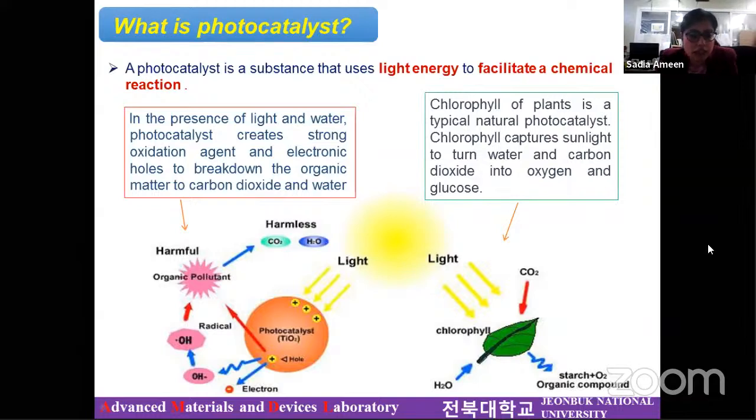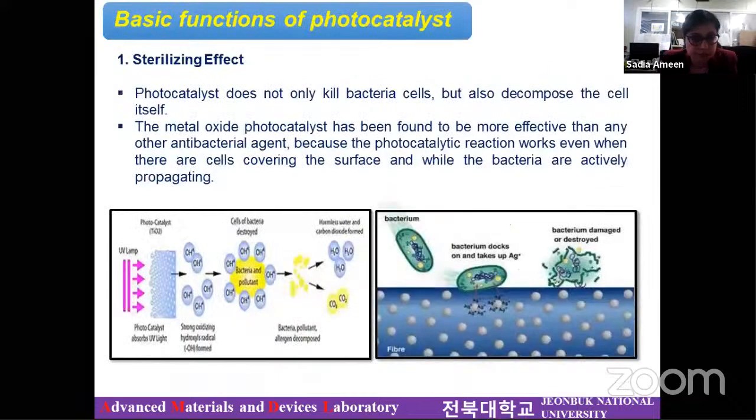It is basically the materials which, in the presence of light and water, create strong oxidation agents, leading to the formation of holes to break down the organic matter into carbon dioxide and water. The best example to understand the photocatalyst is chlorophyll, which is a natural photocatalyst. And chlorophyll captures the sunlight to turn water and carbon dioxide into oxygen and glucose.